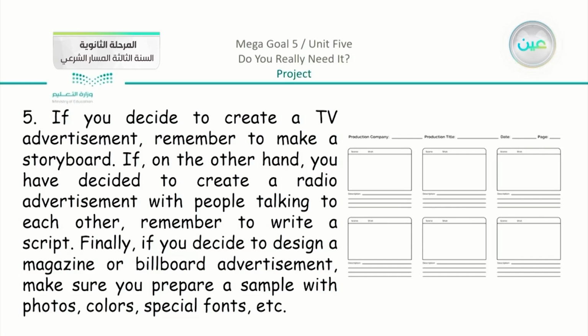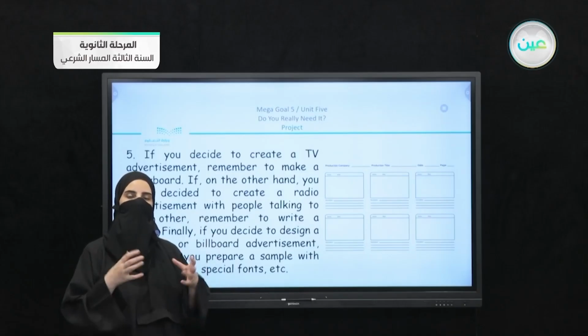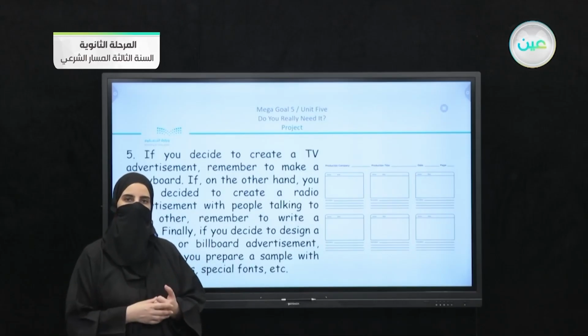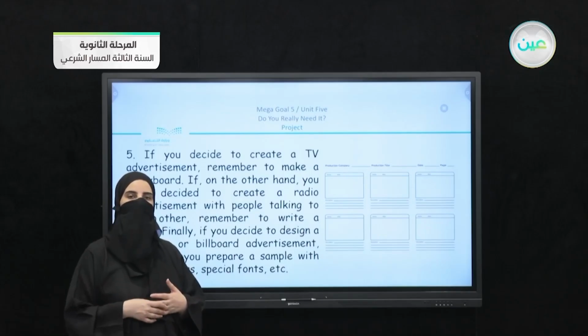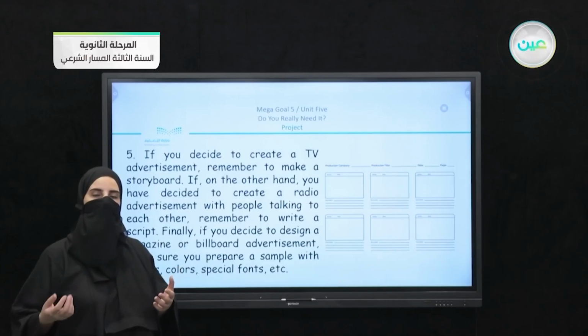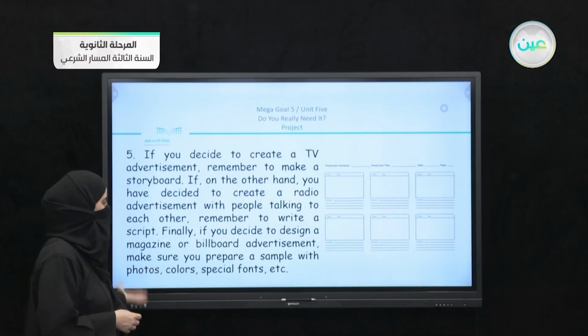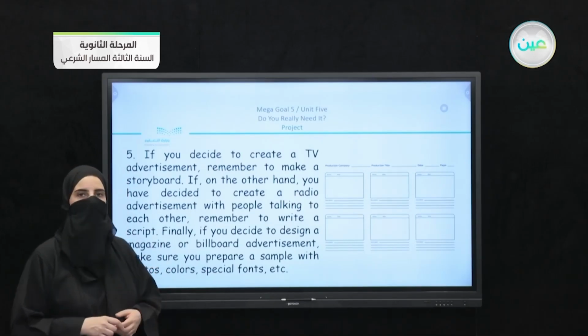So whether you are going to use this type of storyboard in your advertisement, make a TV commercial, or even a radio advertisement, remember that you do have to write a complete script. It's like a conversation between the people or members that you are going to include in the advertisement. Otherwise, if you're going to have something seen like a billboard or in a magazine, you can make sure that you have all the different elements that are needed. Now, there are mentioned here the sample of photos, colors, special fonts, and so on.